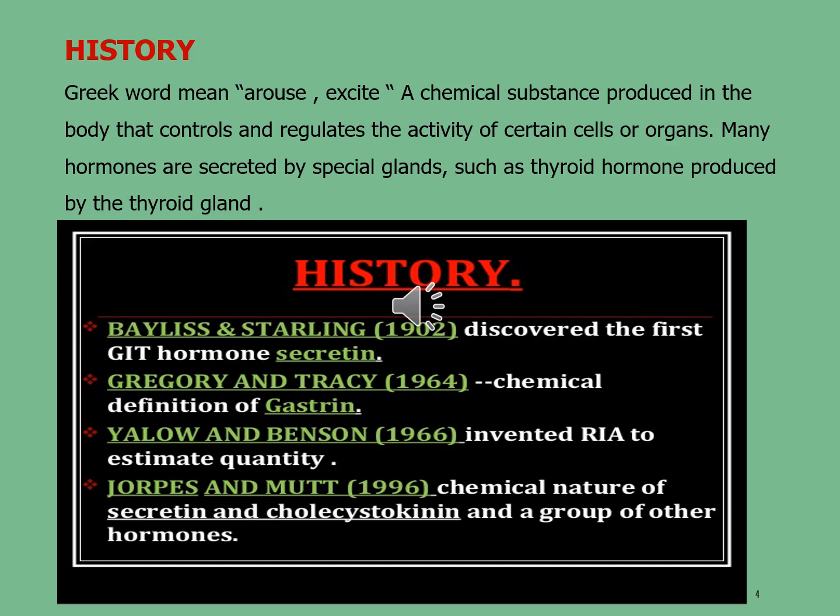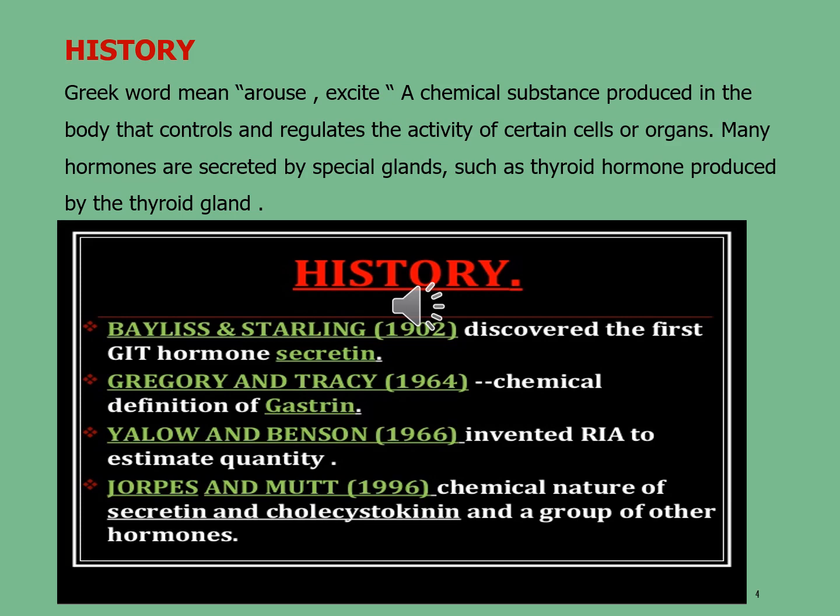When we see the history of hormones, you can see over here the first hormone that was synthesized and discovered by Bayliss and Starling in 1902. They discovered the first GIT hormone, and the name of that hormone is secretin. After that, different authors defined hormones in their own ways. Grigore and Tracy in 1964 defined the chemical definition of gastrin.